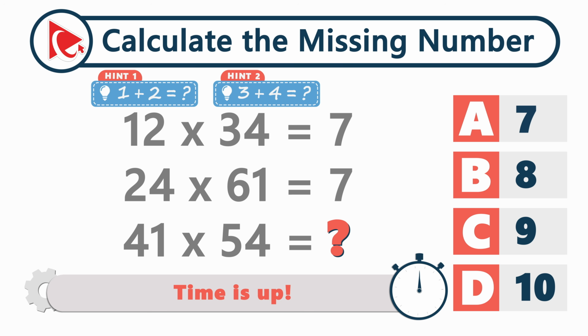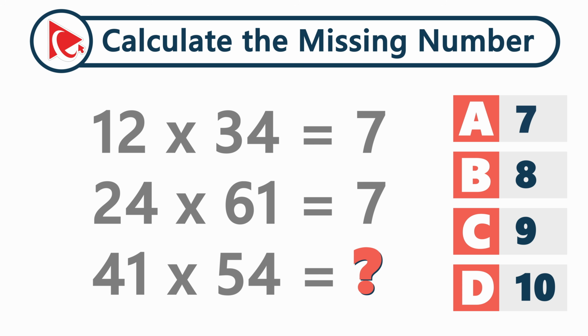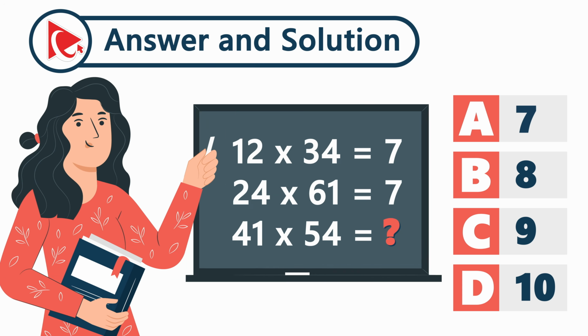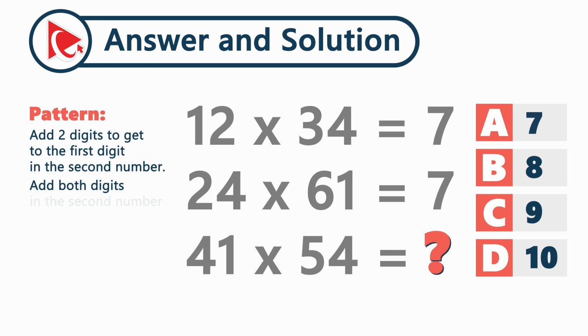Time's up. Do you have your answer ready? I hope so, because even though the question seems unsolvable, the pattern here is extremely simple. As you might have guessed, the expressions here are not mathematically correct. 12 multiplied by 34 does not equal to 7. To understand the calculations, you need to add 2 digits to get to the first digit in the second number. Add both digits in the second number to get to the result.